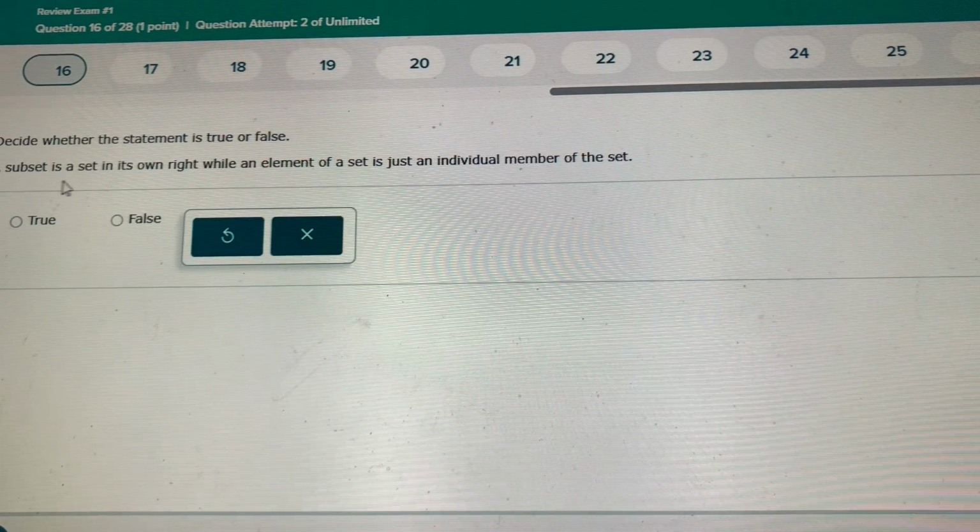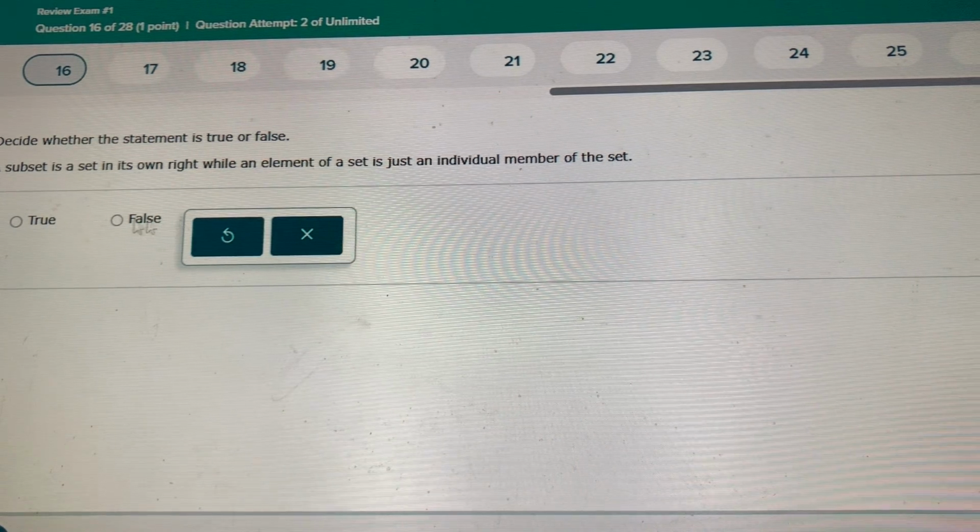Let's try another one. A subset is a set in its own right. That's true. An element of a set is just an individual member. That's true.